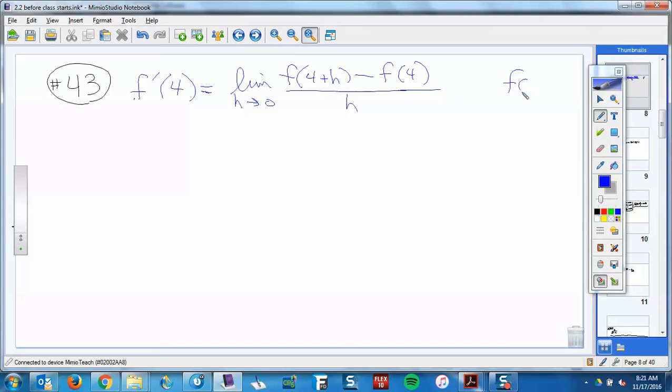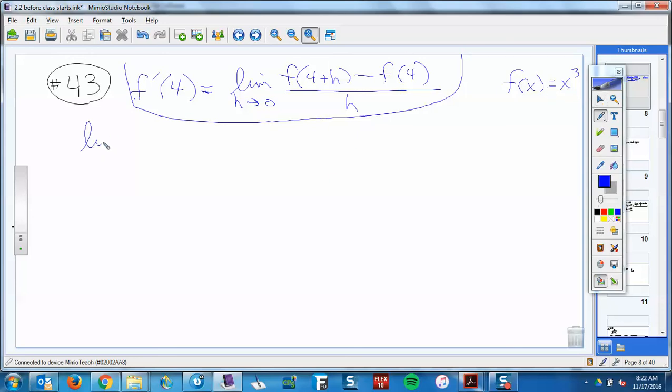Now we look at our function, which is x cubed. I don't even care what the function is. You should have this line for every one of those problems, 41, 42, 43, 44. You should have that line right there because you're finding F prime of 4 on all of them, right? It just doesn't matter what the function is. So now we look at the function.